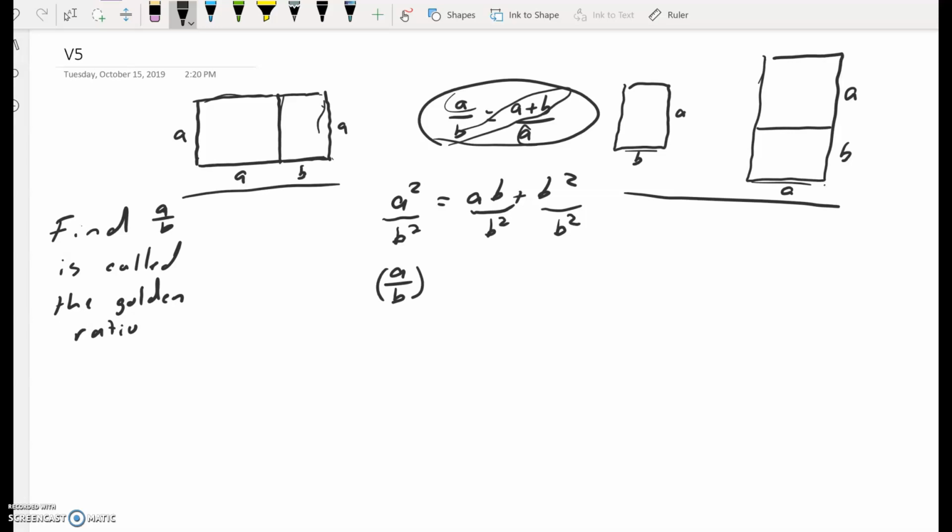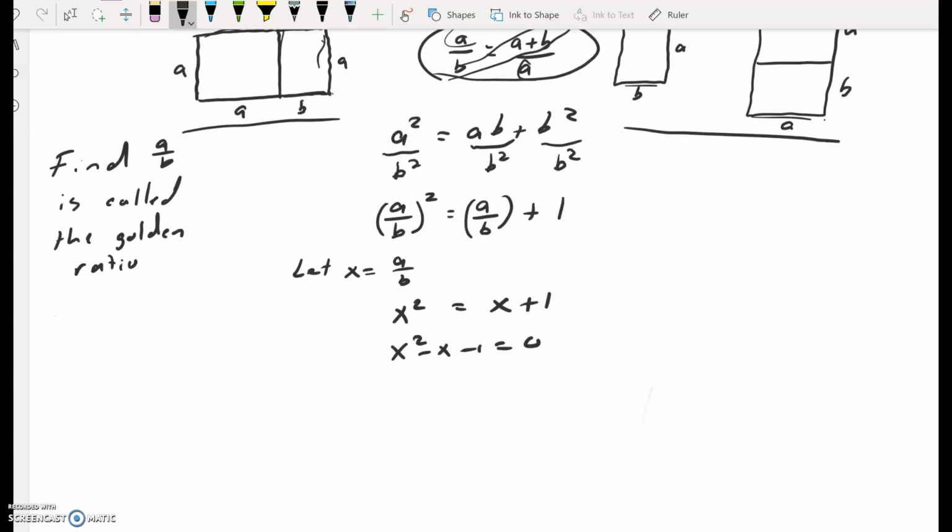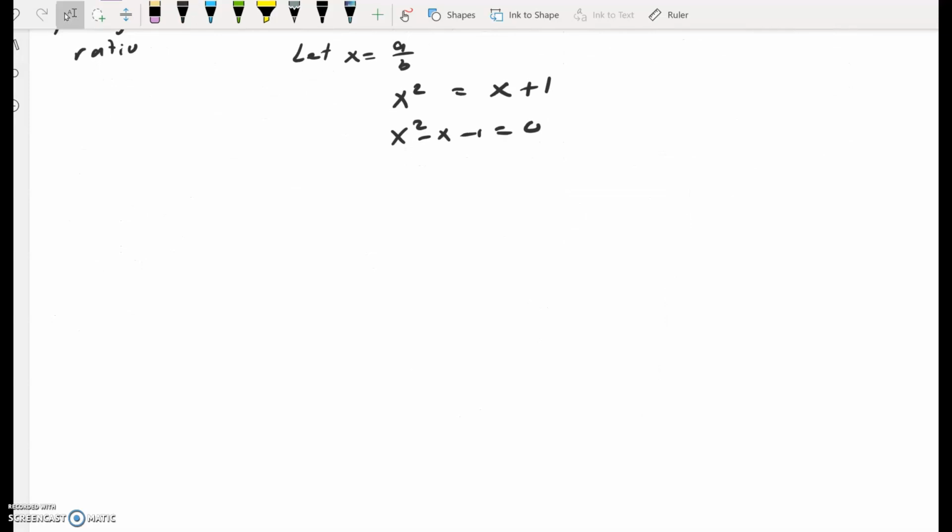Note that a squared over b squared is the same thing as a over b quantity squared. Here the b on top cancels one of the b's on the bottom, and here we have 1. Now we're going to let x equal a over b. So we have x squared, because a over b squared equals x plus 1. Subtracting x from both sides and subtracting 1 from both sides and scrolling up, we have this equation which we can solve with the quadratic formula.